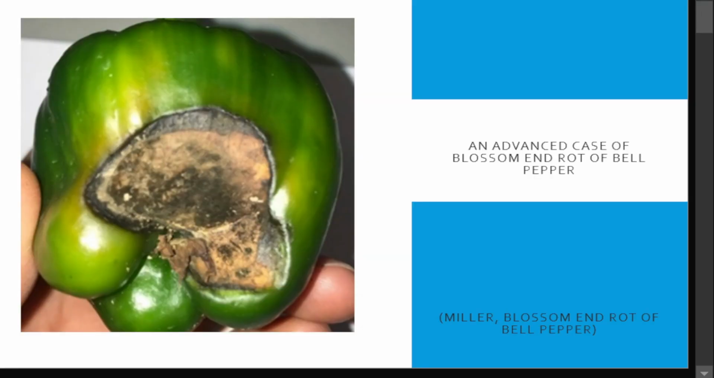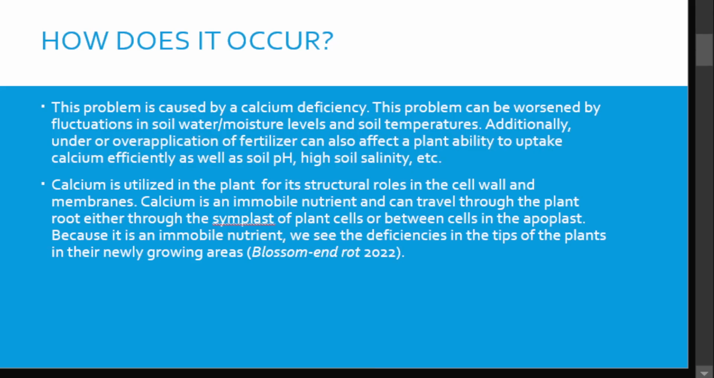So this is a very advanced case of blossom end rot in bell pepper, and you can see there's a big area of the tip of the pepper that is dead and it looks almost rotten, and it really just doesn't look that great. How does this occur?